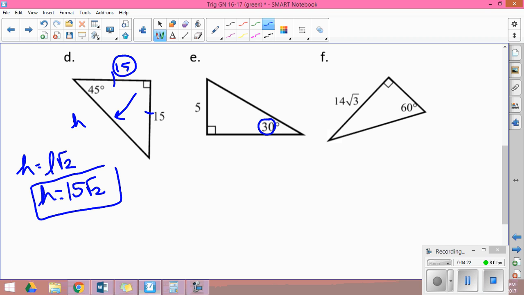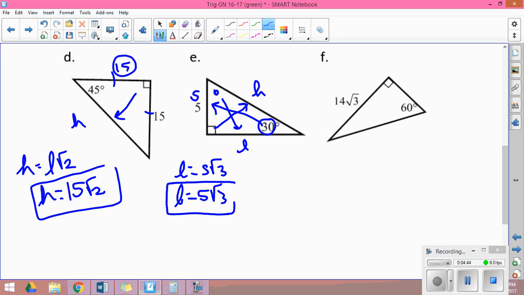In this case, here's 30. So I'm given the short side. Here's my hypotenuse. This is the 60 here. So that makes this the long leg. So the long leg is the short side times the square root of 3. I know the short side, so my long side is 5 square roots of 3. My hypotenuse is 2 times the short side, so my hypotenuse is 2 times 5. My hypotenuse is 10.